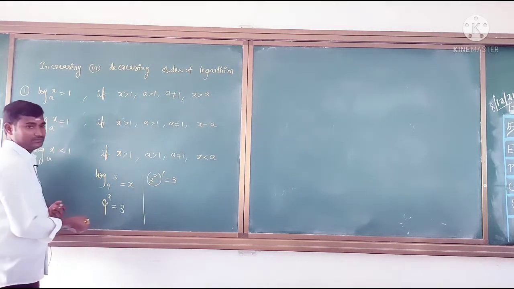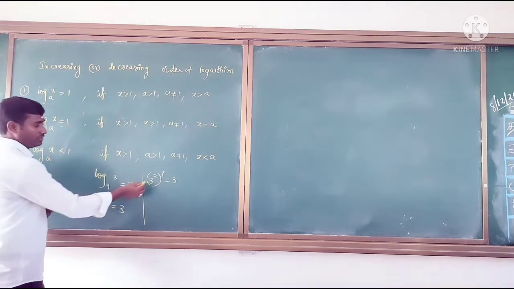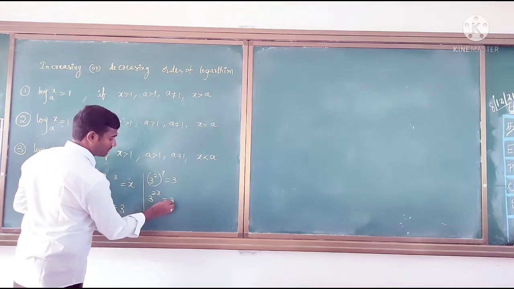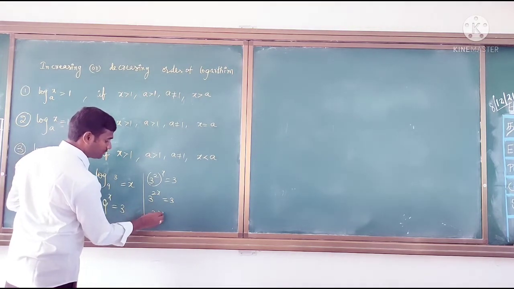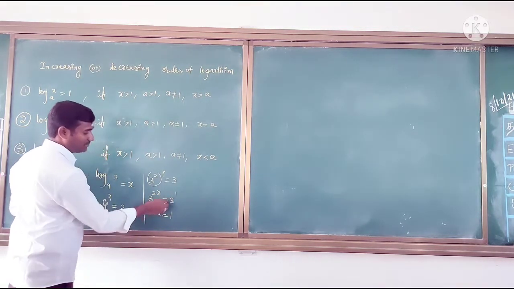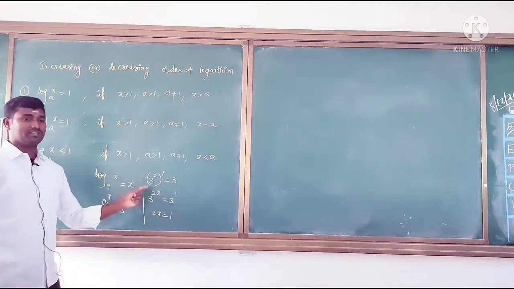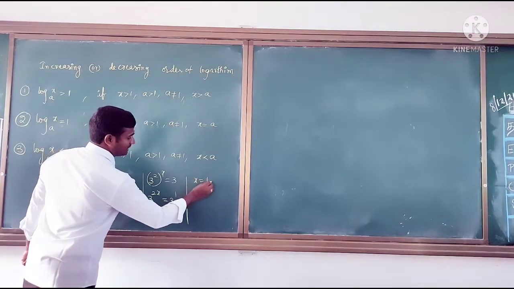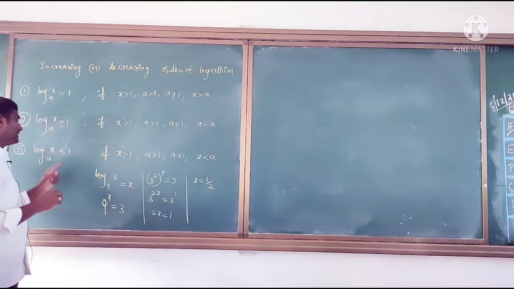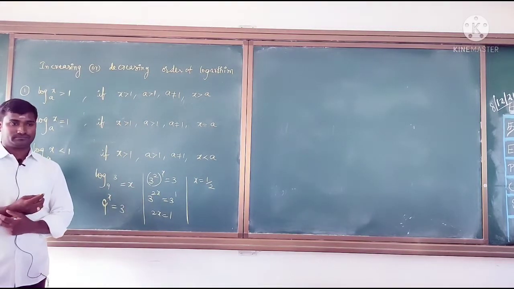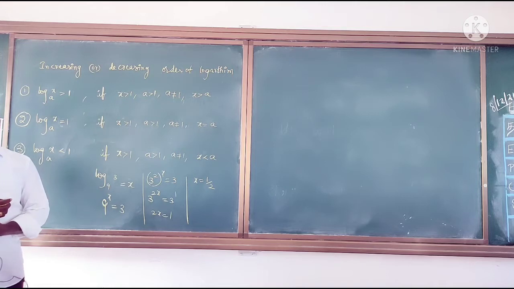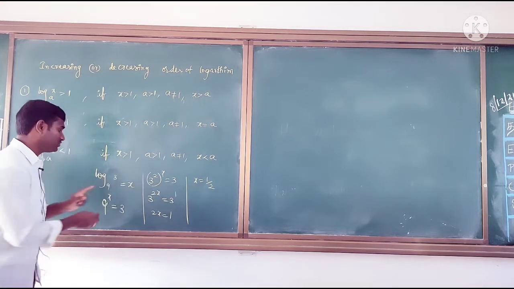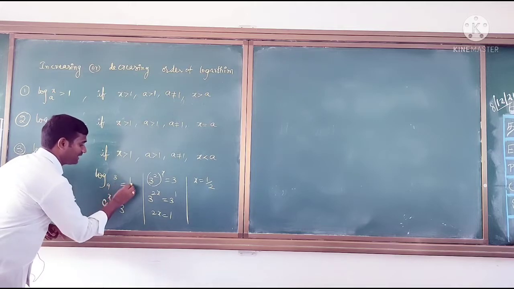So 2 into x, 2x equal to 1. Nothing in the power is 1. If the bases are equal, then the powers are equal. Then x is equal to 1 by 2. So 1 by 2 is less than 1 only now. So x is equal to 1 by 2 means log 3 base 9 value is 1 by 2 only.